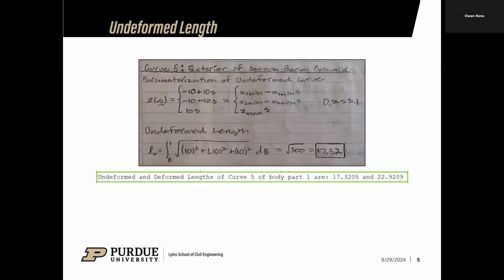If we go into some undeformed length calculations of this, I have the line parameterized here with a limit of 0 to 1 expressed in s. Doing a simple hand calculation of the integral for the undeformed length, we can see that it comes out to around 17.32, which is confirmed by the code. I also confirmed this with Wolfram Alpha to make sure that we were getting the correct values.